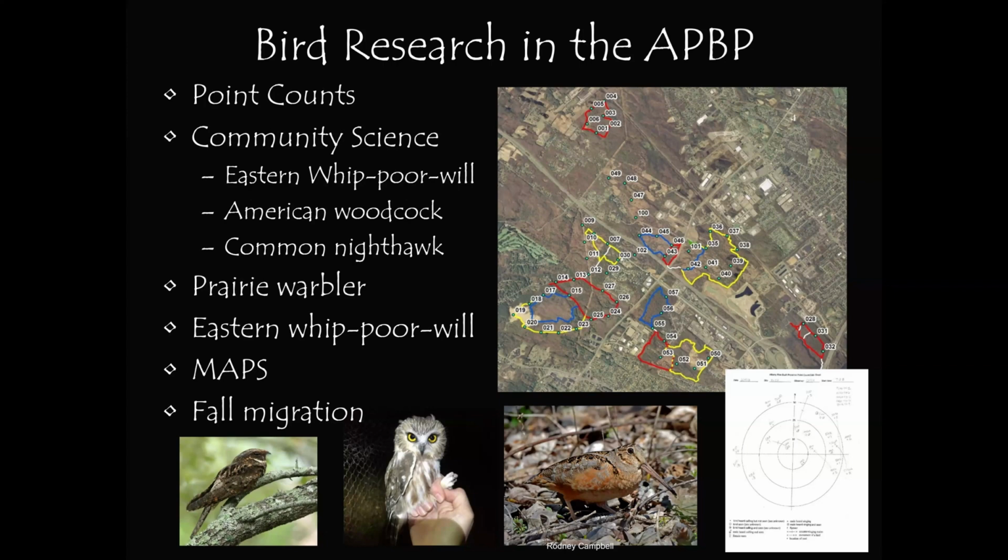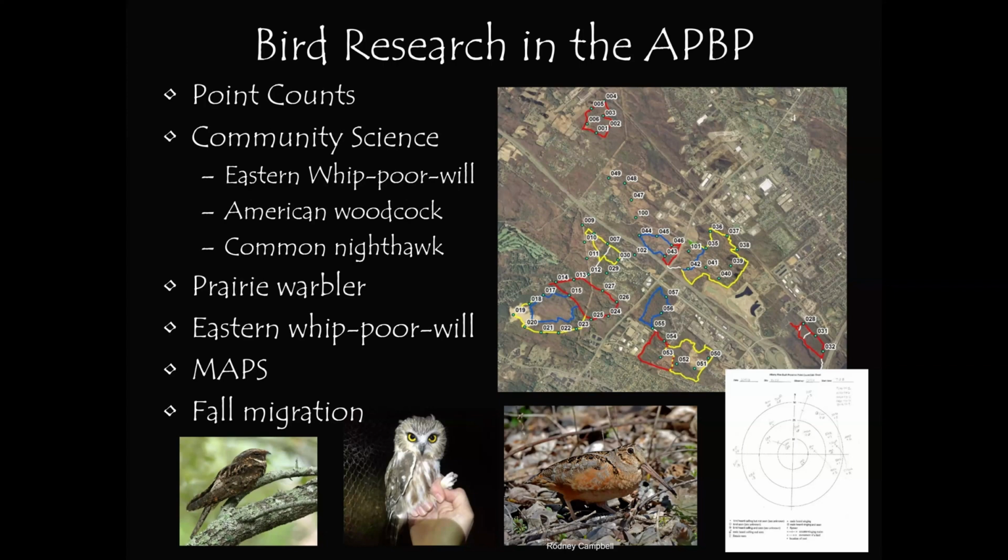We've done some really targeted efforts with species that are particularly good indicators of this habitat. So species like prairie warbler and most recently eastern whippoorwill. And we do run banding stations. We run a summer MAPS station in the preserve, and we also run a fall migration station and a northern saw-whet owl banding station. So for this research, we wanted to pick one particular species.